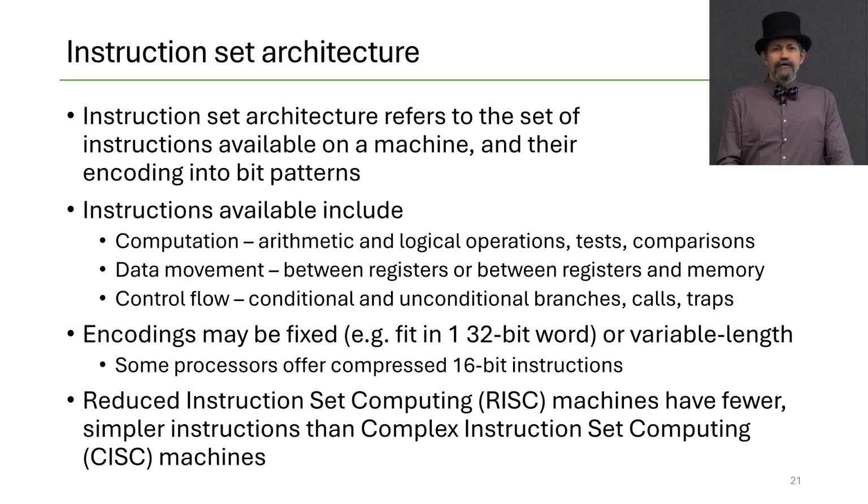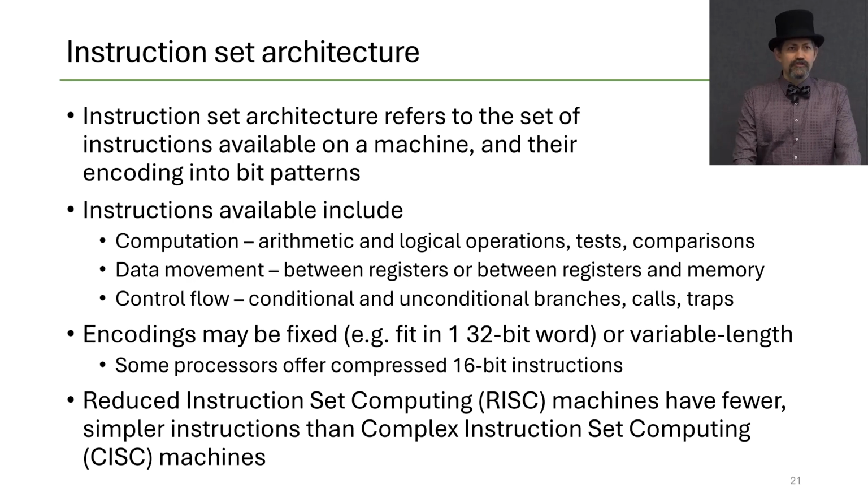patterns. The different kinds of instructions include computational instructions, which would include arithmetic operations like plus, logical operations like and, tests, and comparisons. Data movement operations allow us to move data between registers or between registers and memory. Finally, control flow operations allow us to branch from one instruction to another, either an unconditional branch where we just go to the target instruction, or a conditional branch where we go to the instruction dependent on some condition. Control flow operations also include calls and traps to the operating system.